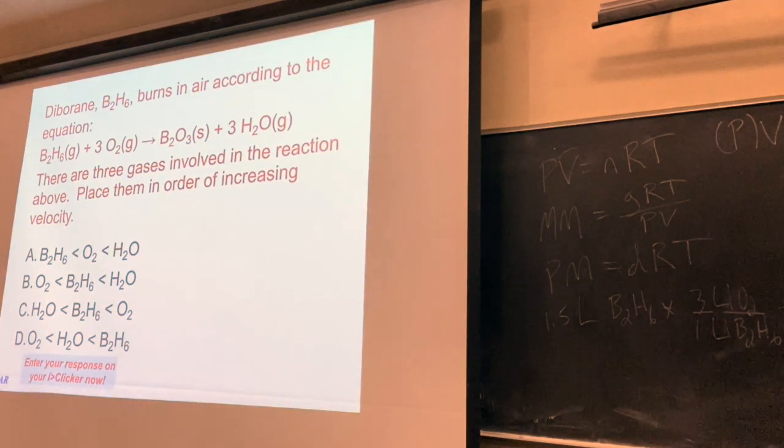Here's a diborane thing once again. This is, by the way, a type of combustion reaction. But anyway, there are 3 gases in this problem, all right? Diborane, oxygen, and water. And I'd like to have you put them in order of increasing velocity. So we're assuming the same temperature, all right? Look at those 3 gases and see if you can tell which one is slowest and which one is fastest.